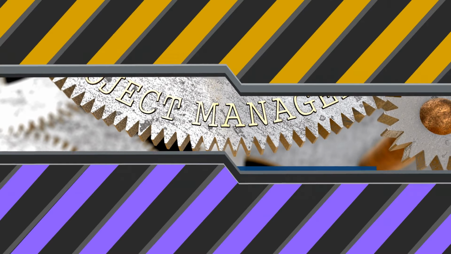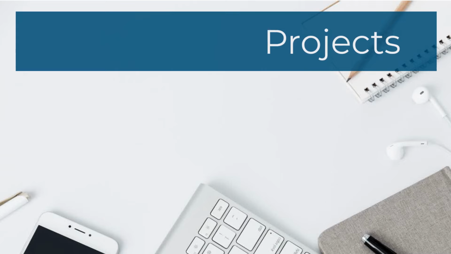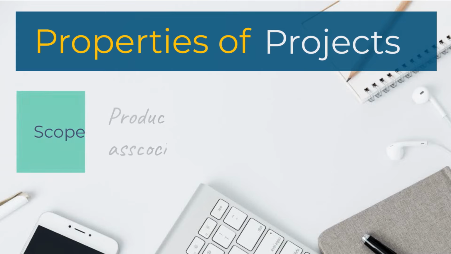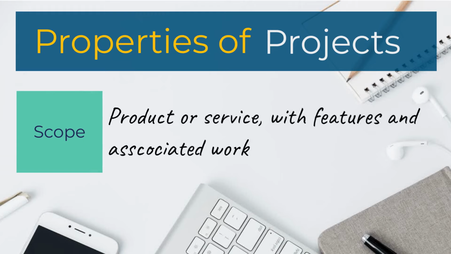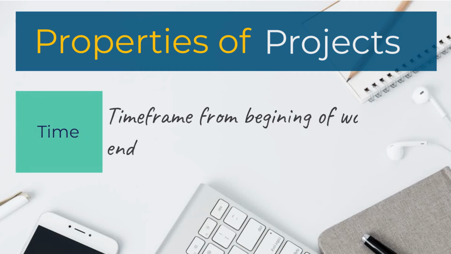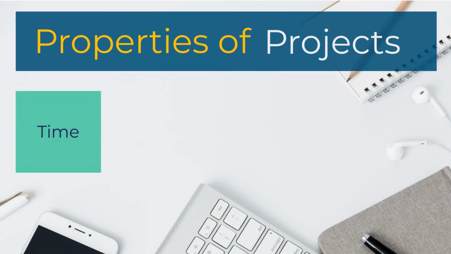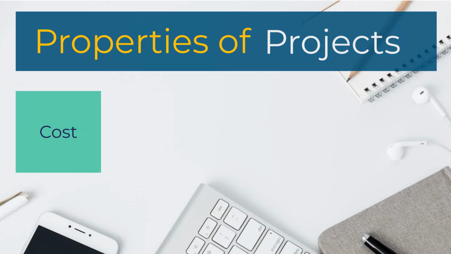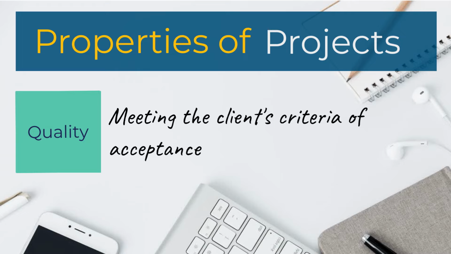In the first video we introduced the concept of projects and we discussed the four main properties of a project. Project scope, which refers to the product or service that is produced, its features, and all the work associated. Project time is the time frame that extends from the initiation of works until the final delivery of the end product. Project cost, the total of money paid for the resources needed, including material, labor, and equipment. And project quality, which resembles the criteria set by the client to consider the end results satisfactory.